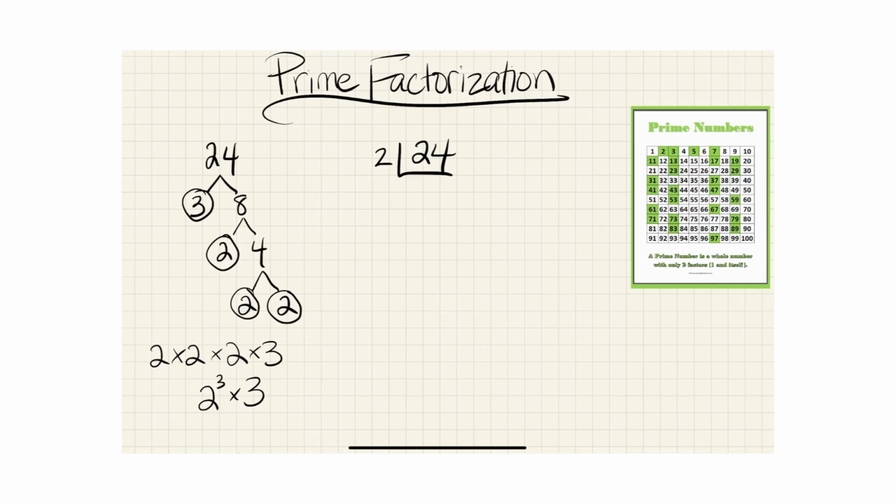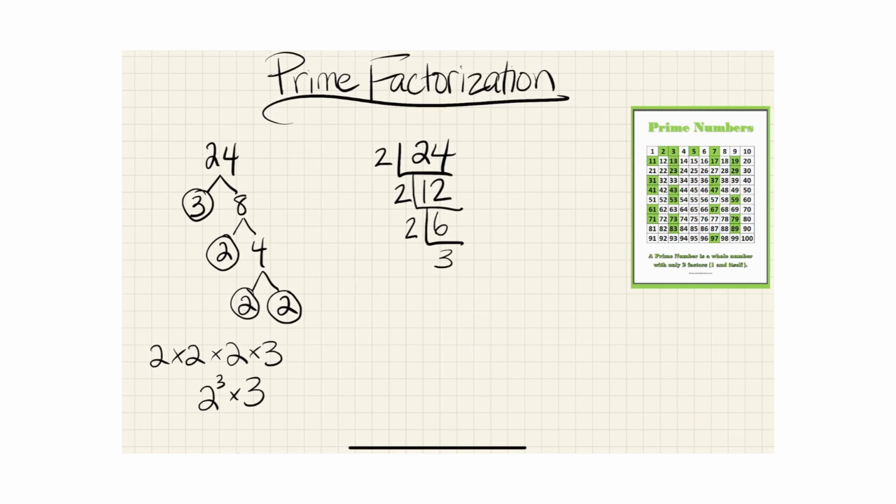24 divided by 2 is 12. 12 is not prime, so I'm going to draw a step around it. Then I ask myself, can I divide 12 by 2? And I can, so I put a 2 on the outside. 12 divided by 2 is 6. Same thing, 6 is not prime. So I draw a little step around it. 6 divided by 2 is 3. Is 3 prime? Yes, 3 is prime. So that's it. That one's finished.